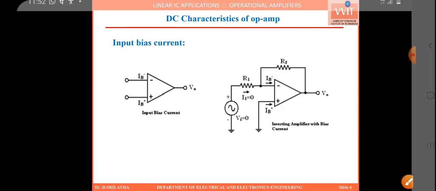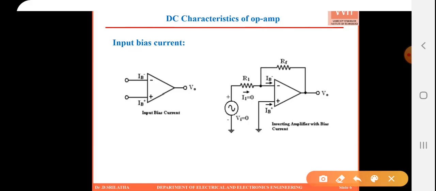Now, let us see. What is this bias current and what is the effect of this bias current here? So, as we discussed, IB minus and IB plus are the two bias currents flowing through the op amp, which results in a little bit of output voltage. Okay. Now, let us see.